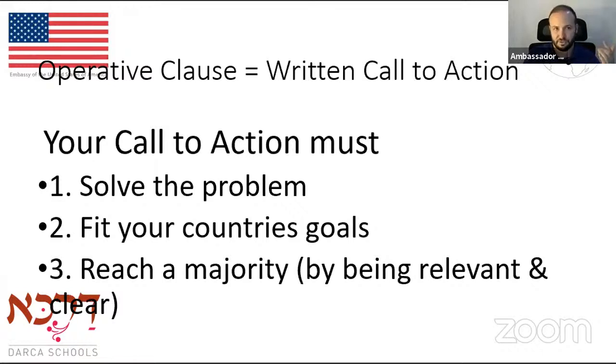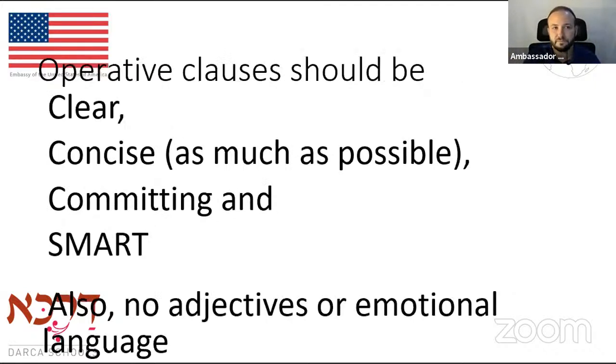So the calls to action for your students need to solve the problem, fit the country's goals, potentially reach a majority. Where have we seen this before? This is our clash. These are the rules of our clash. It needs to fit our country's goals, potentially have a majority, and so on. The clauses should be clear, concise, committing, smart. If you remember, SMART was the acronym we had in the slideshow, which you can use if you want to, which is specific, measurable, attainable, relevant, and timely. It's also in the slideshow if you'd like to use it.